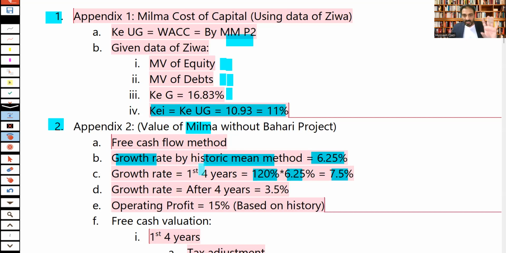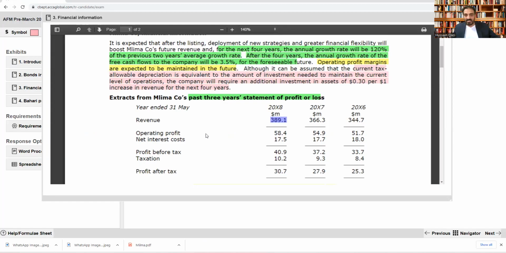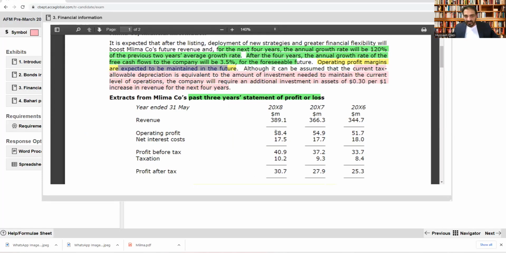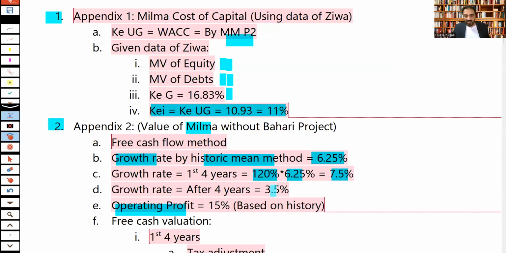Sir, what about the operating profit? This is for the revenue, and then we start with the operating profit. Here, mentioned with the yellow, the operating profit margin is expected to be maintained in the future. So first of all, calculate the operating profit margin on the average basis. You will identify one by one, 58.4 divided by 389, and take out the average. That is the average of 15% based on history.